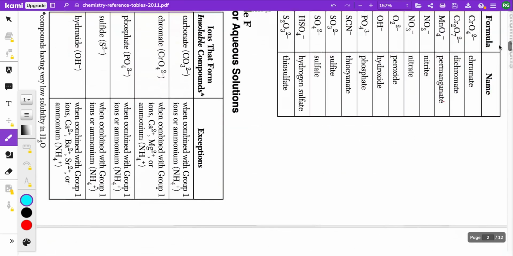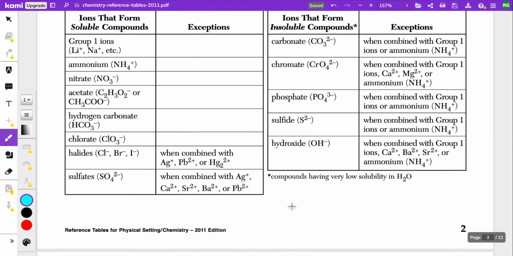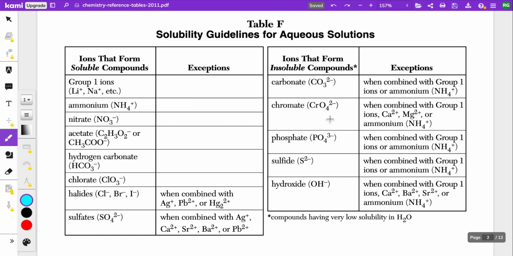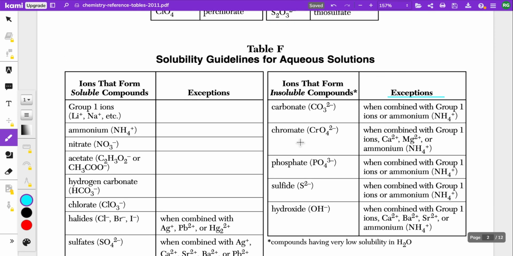So we're looking at potassium chromate. Chromates usually form solids, but when combined with potassium, which is a group 1 element, that's an exception. This means that K2CrO4, potassium chromate, when dissolved in water, actually does dissociate into ions. Normally, if you have something bonded to a chromate, it's usually going to be insoluble, a solid. But this is our exception.